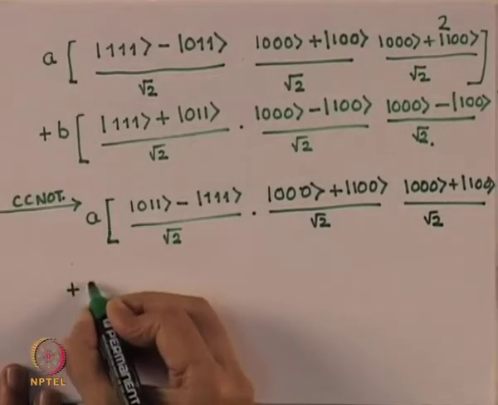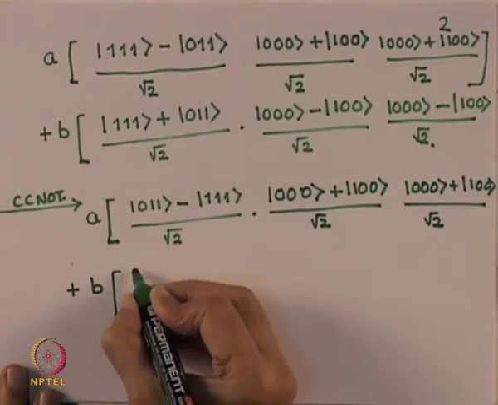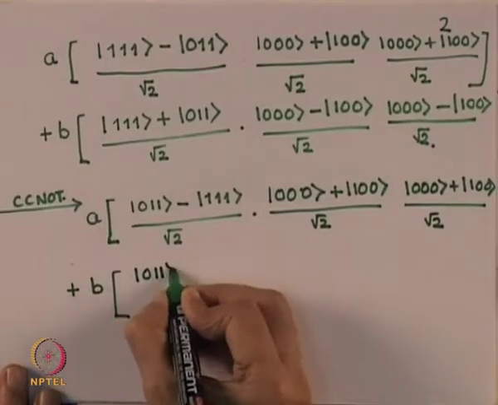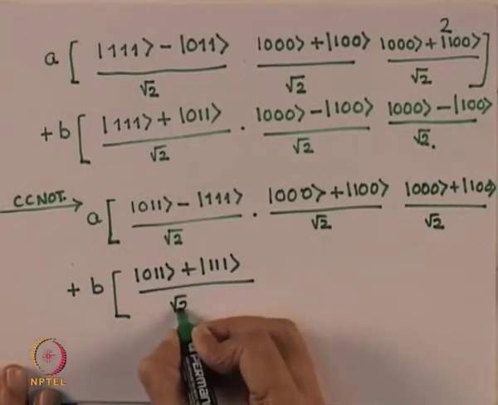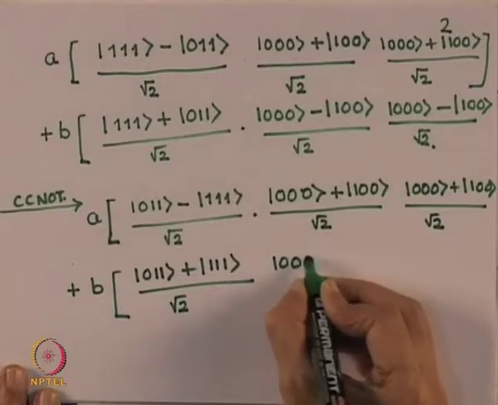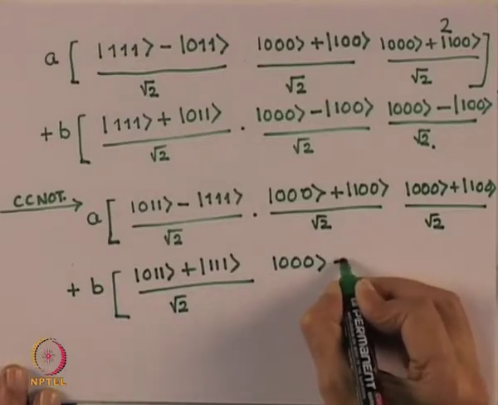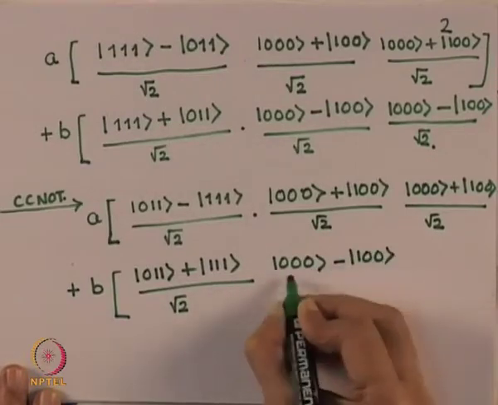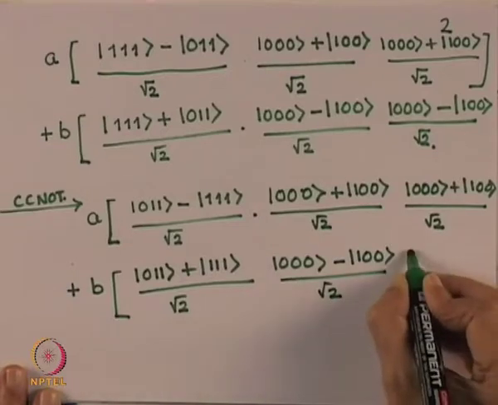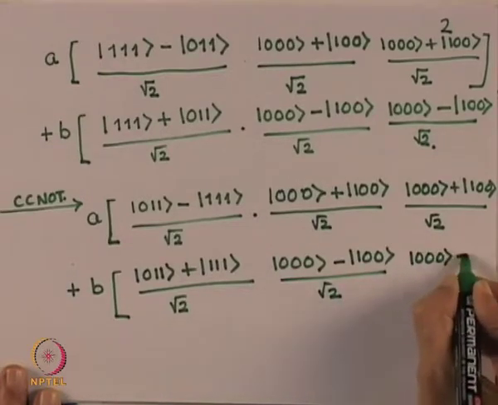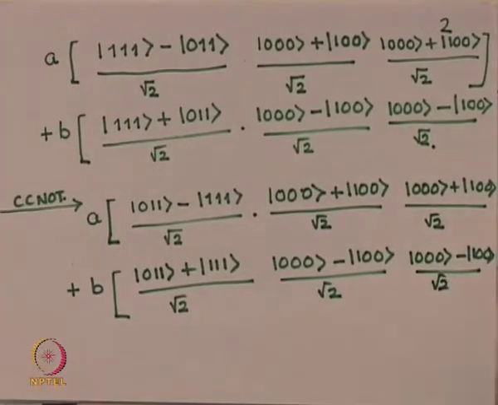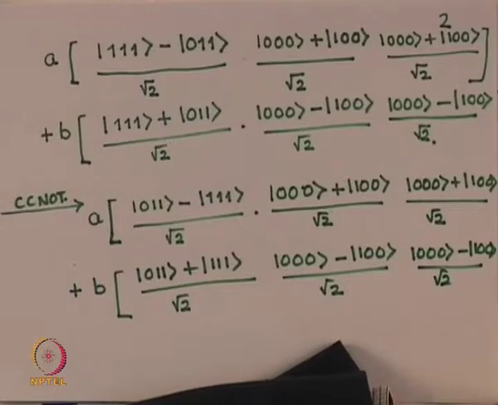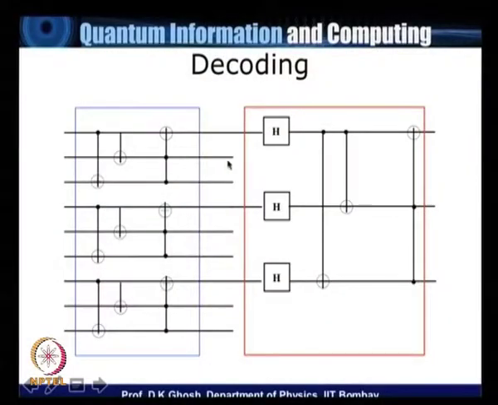And the second term is B times the same structure here, 0, 1, 1 but with a plus sign, 1, 1, 1 by root 2 and 0, 0, 0 minus 1, 0, 0 by root 2, 0, 0, 0 minus 1, 0, 0 by root 2. So this is, if you look at the slide, what comes out.